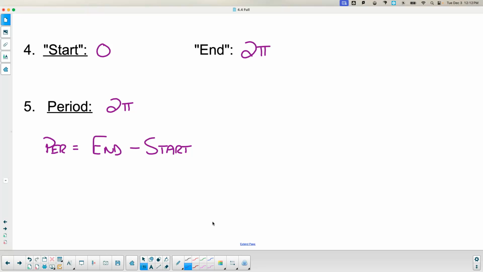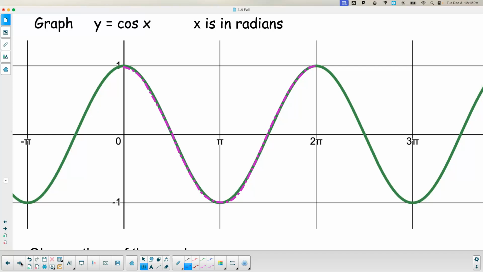So the period for this one is 2 pi. For cosine, those values are exactly the same, except they're located on different spots on the curve. I will show you. So now on the curve here is my high value. Here is my low value, which puts the middle in there.